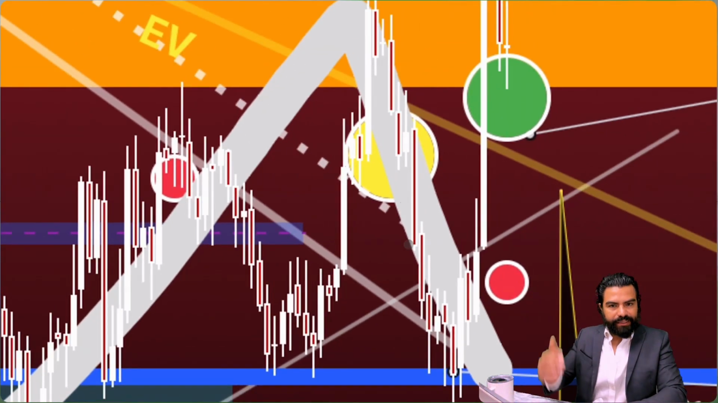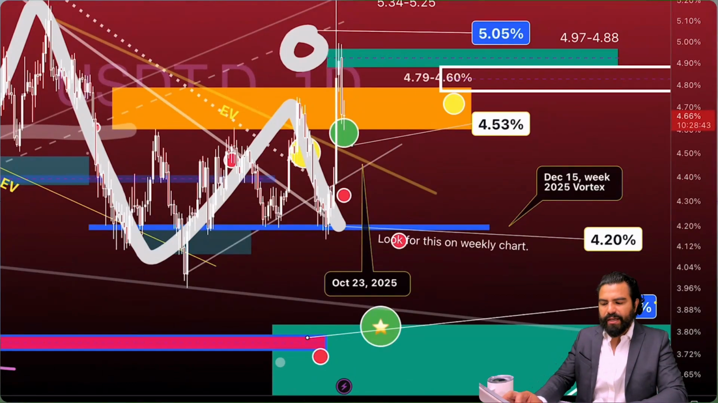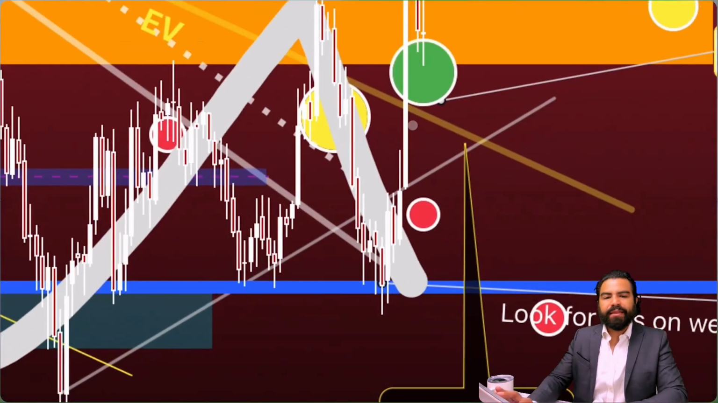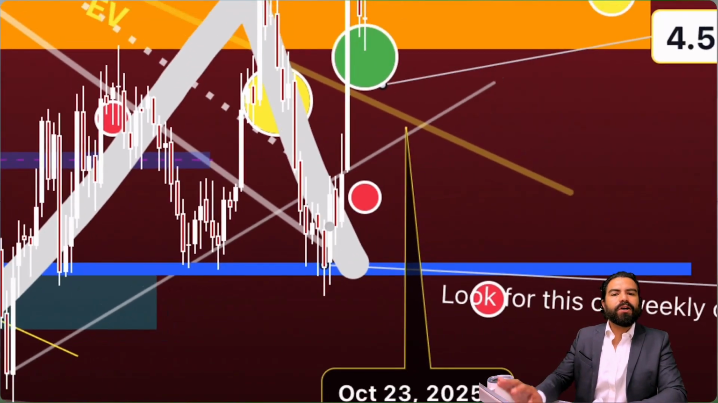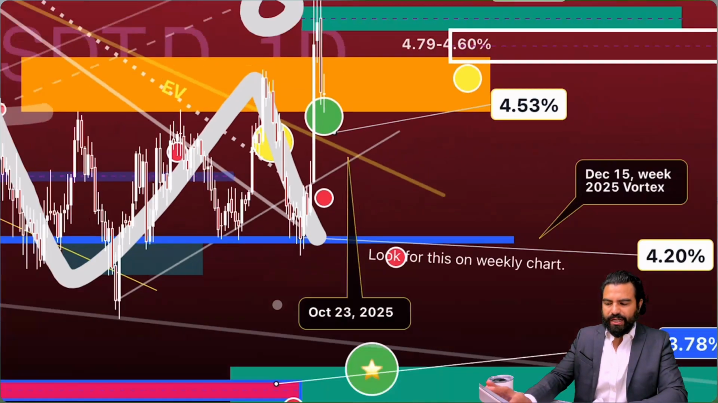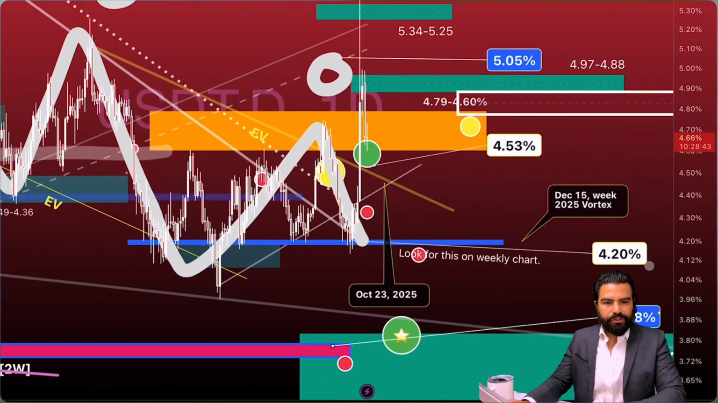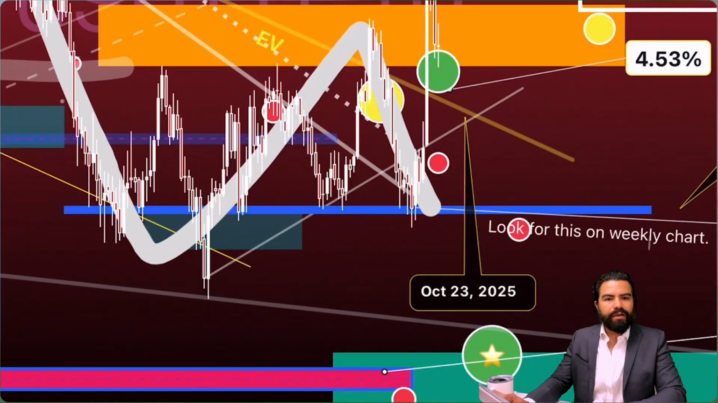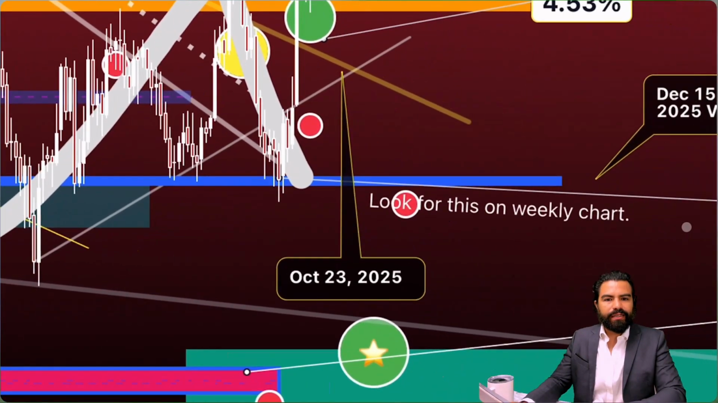We had a delay territory after that weakness here in these days, which is going to be around the end of September. And the last move that happened was a large move up after the last challenge to these areas, 4.2%, the area we've been talking about for a long time. Look for this on the weekly chart.